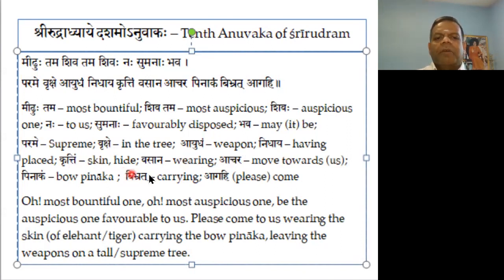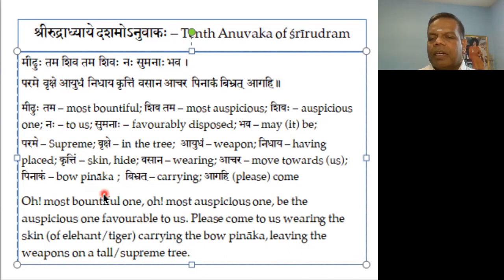Okay. Kritim vasana. Kritim means skin. Kriti itself is skin. Hide or skin is kritim. Vasana means wearing. Wearing the skin. Achara. Chara means to move. Achara means move towards us.